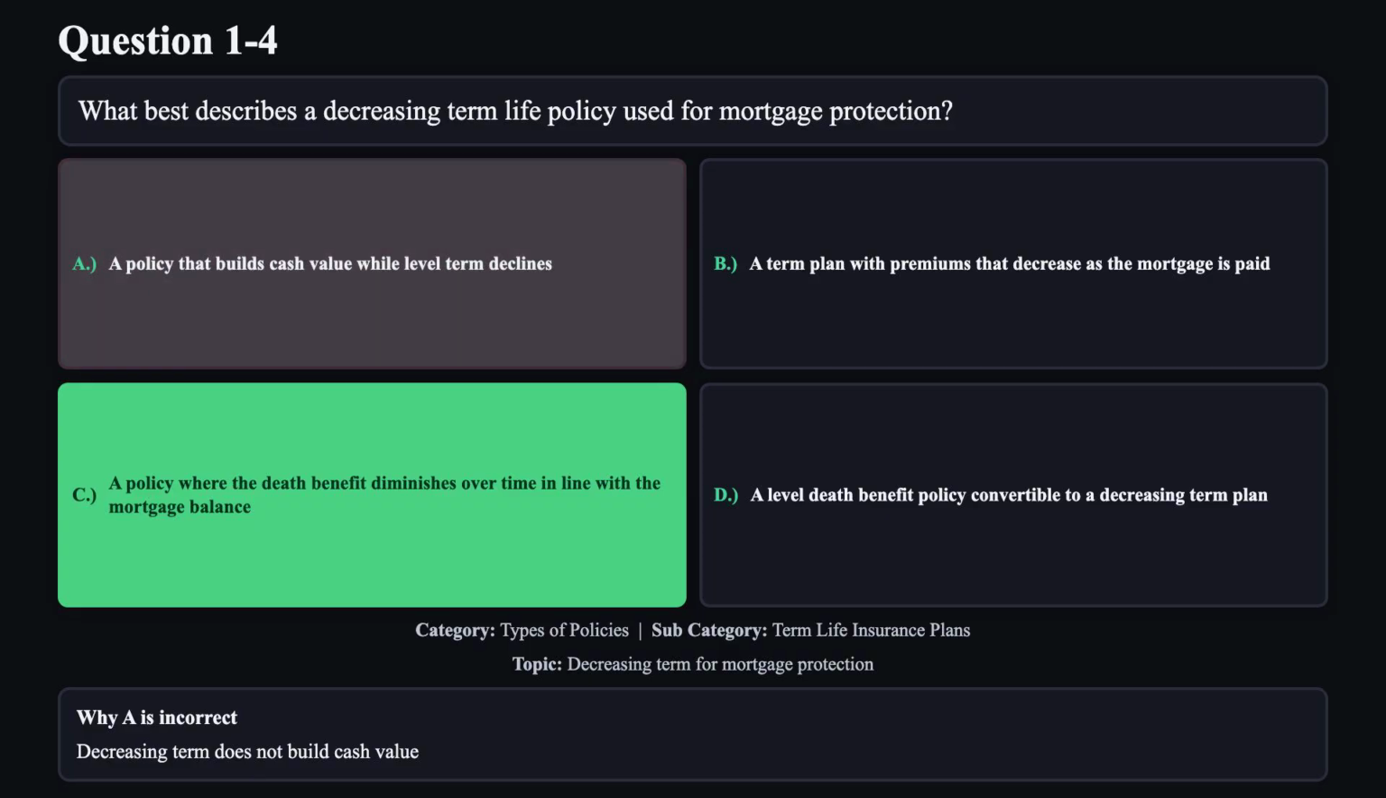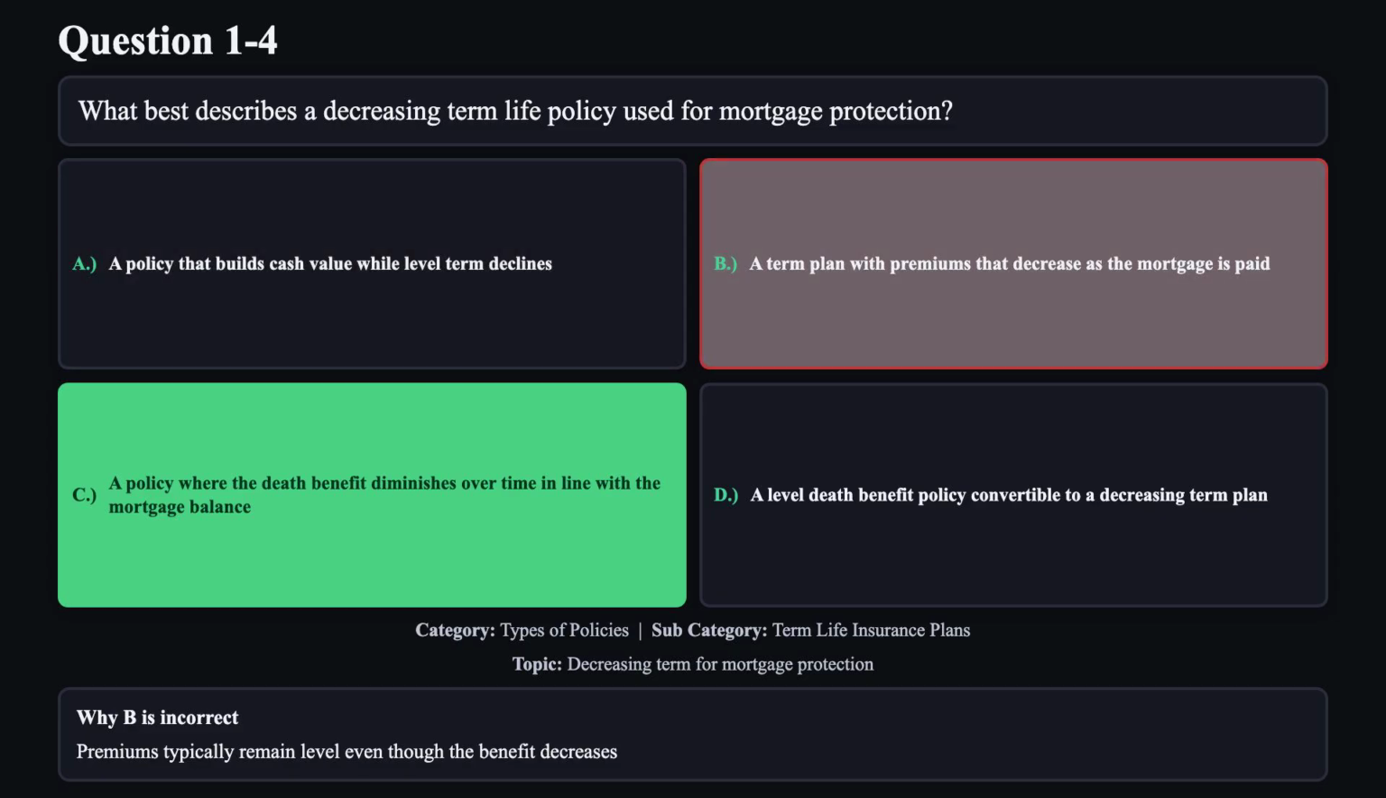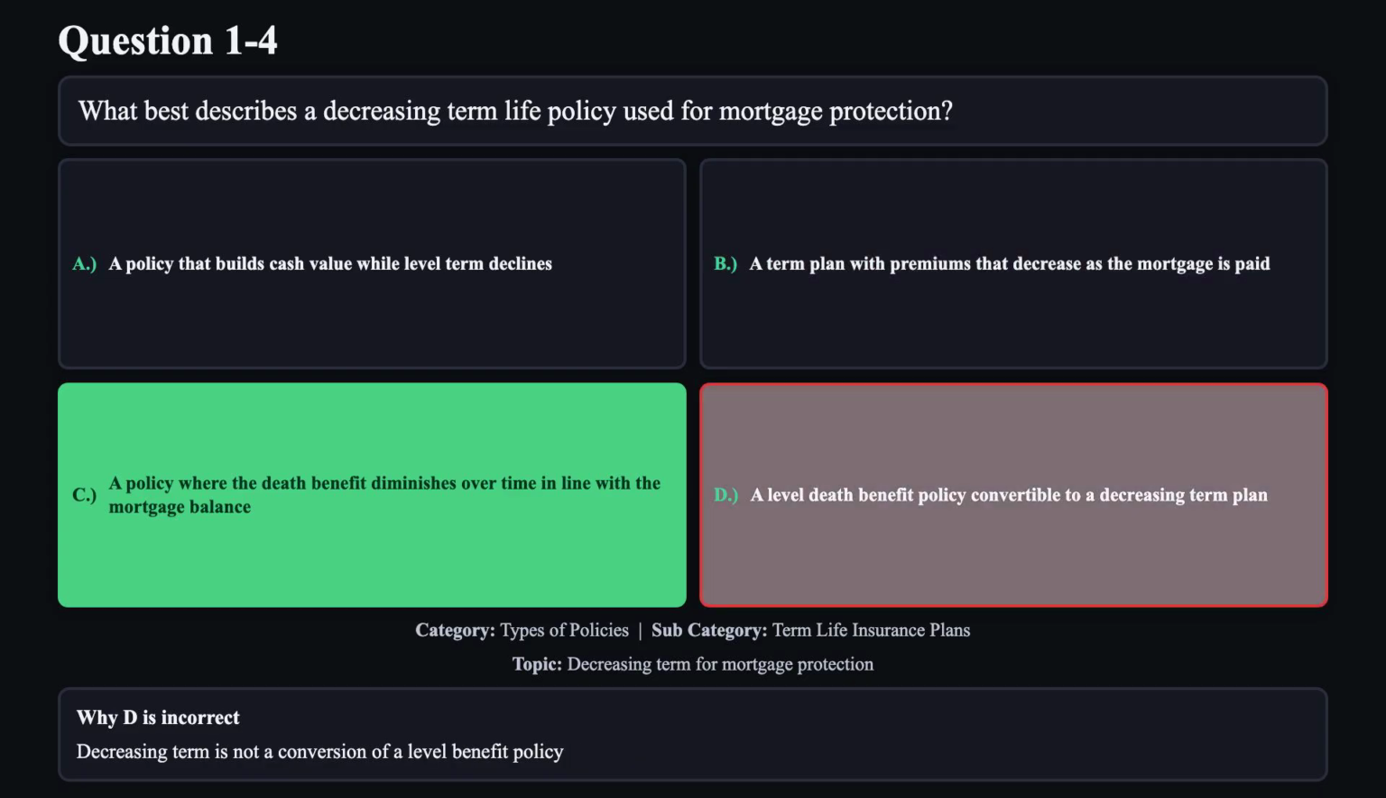Decreasing term does not build cash value. Reason B is not correct. Premiums typically remain level even though the benefit decreases. Reason D is not correct. Decreasing term is not a conversion of a level benefit policy.